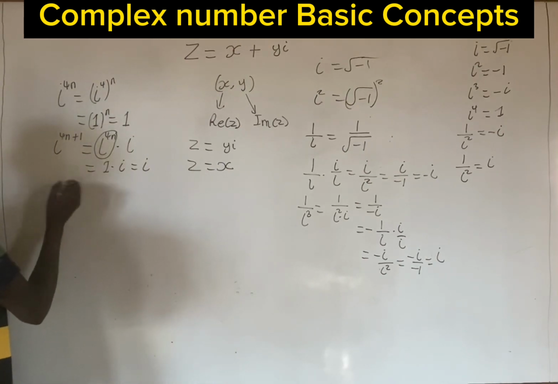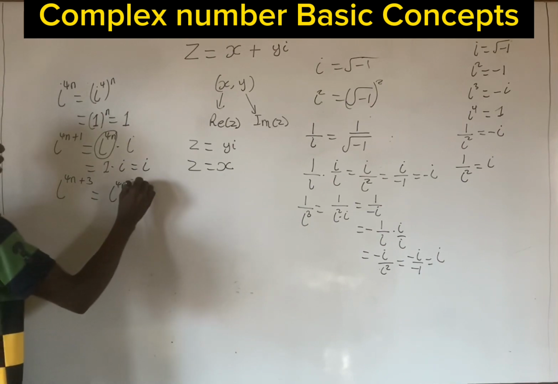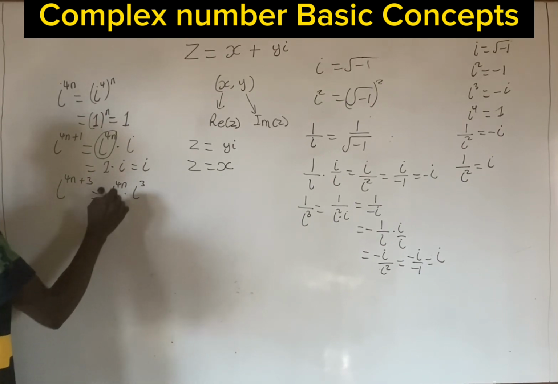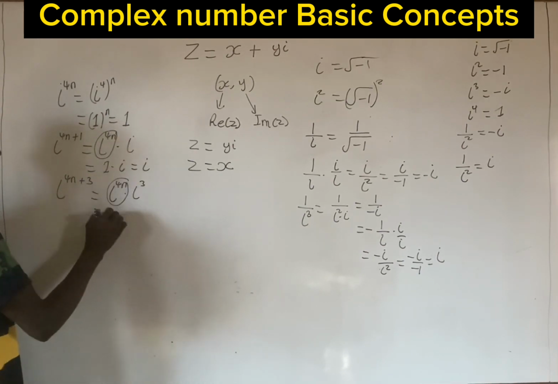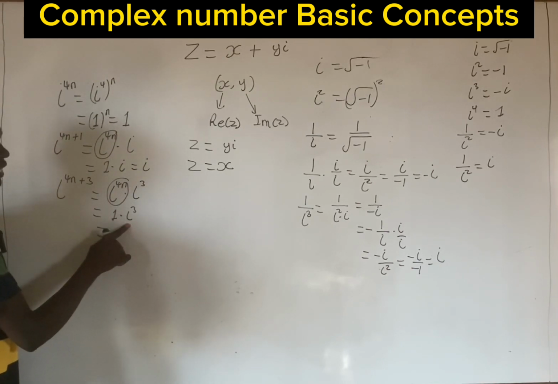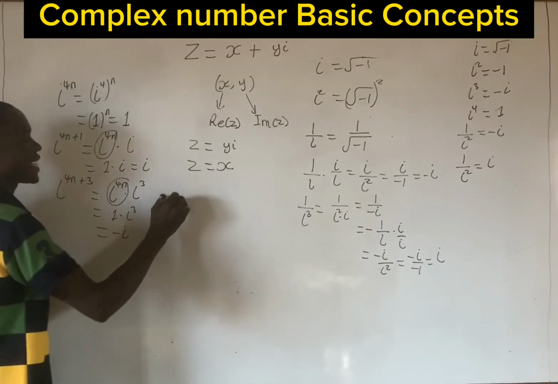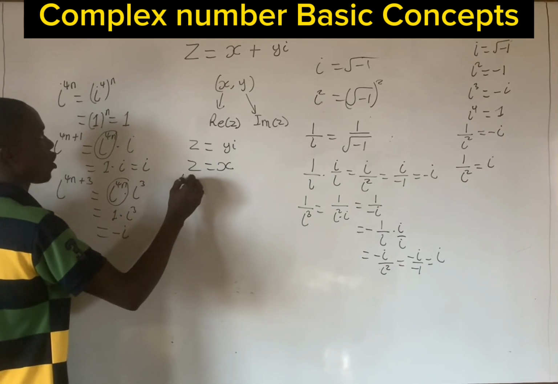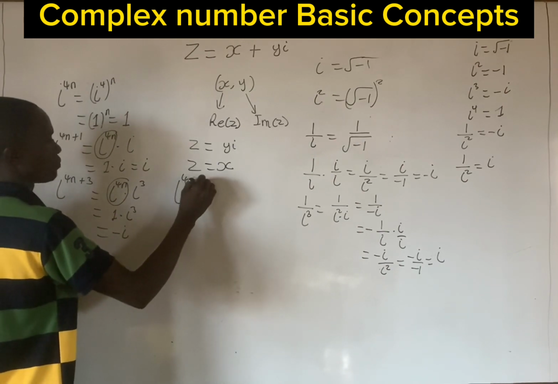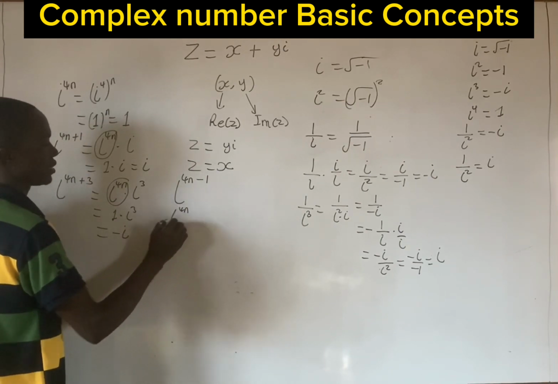Now what about if I take i to the power 4n plus 3? This gives i to the power 4n times i power 3, which is equal to positive 1 times i power 3. And what is i power 3? Negative i. Okay. If I take i power 4n minus 1, this will give me i power 4n divided by i.